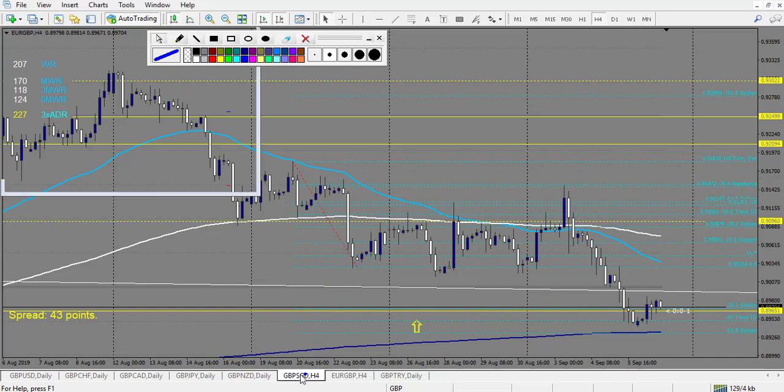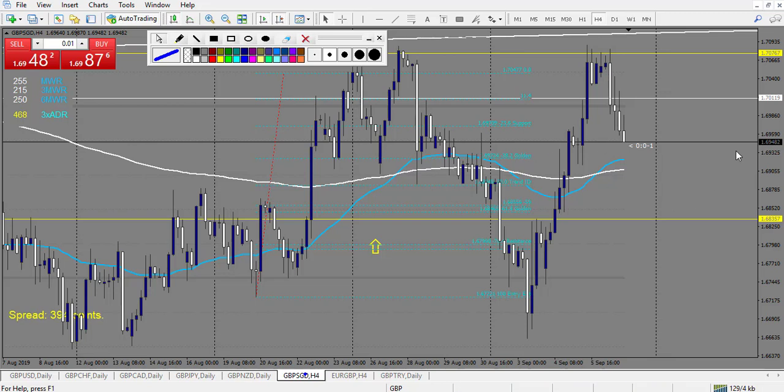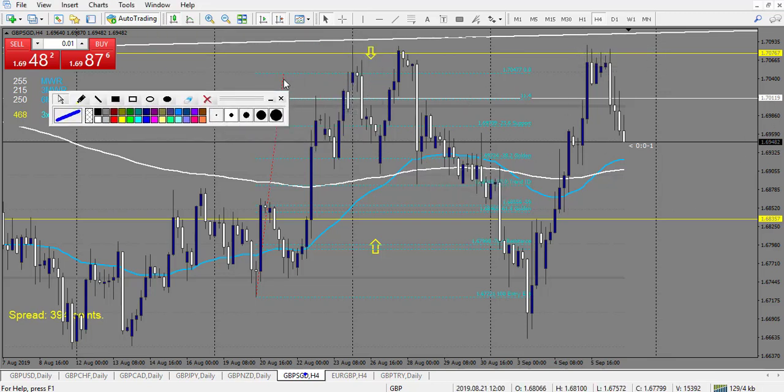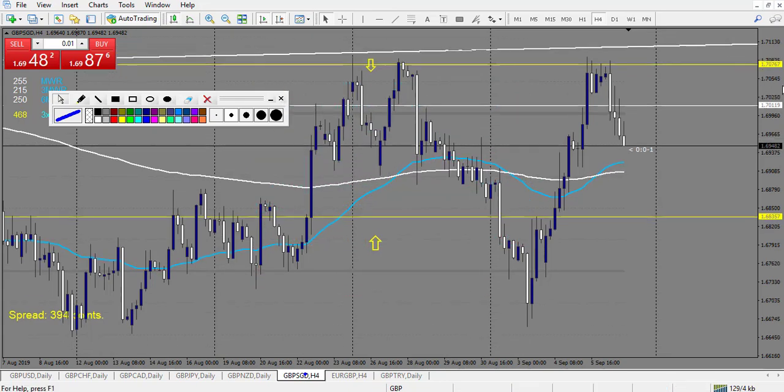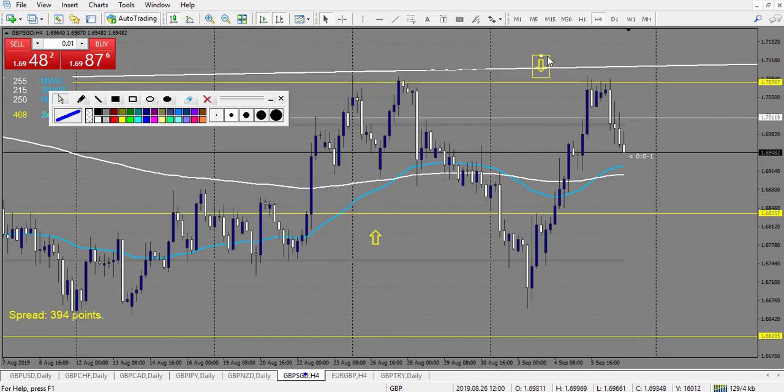GBP Singapore, which is a nice one. Now to get more clarity, I have an arrow right here and I have an arrow right here. So what happened is price broke the level, reversed a bit, but after broke up, that's what I was expecting. And when it touched this yellow line where was the arrow plus the trend line, it made a nice pin bar in the middle right here.